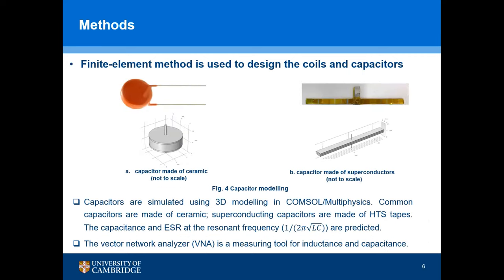Likewise, capacitors are simulated using 3D modeling because the area of the electrode plate affects the capacitance. Control group capacitors are made of copper as electrode plate and ceramic as dielectric. Superconducting capacitors are made of HTS tapes. We measure the capacitance and ESR at high frequencies as well. In addition, the vector network analyzer, so-called VNA, serves as a measuring tool for inductance and capacitance.